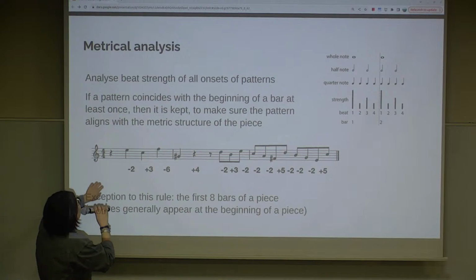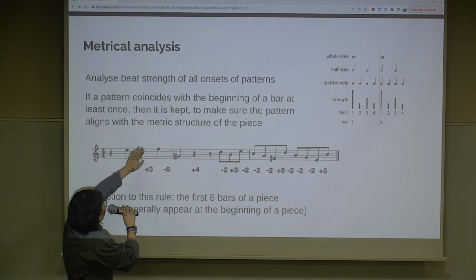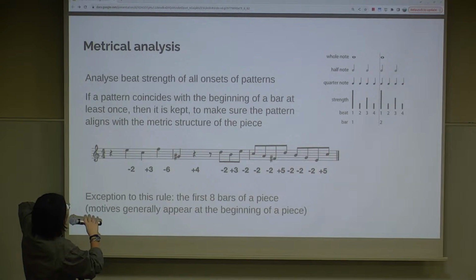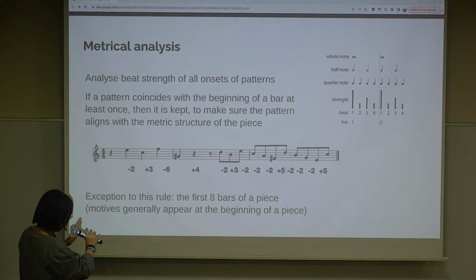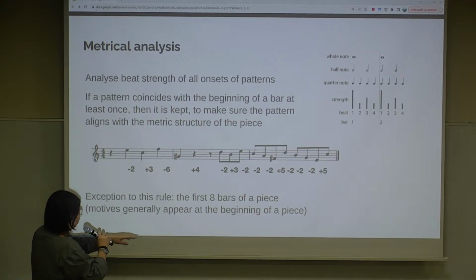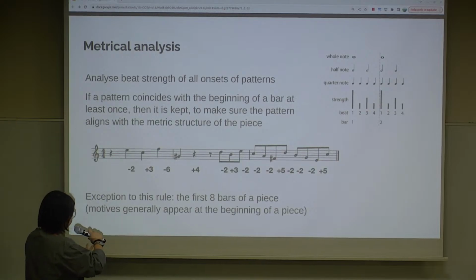So we analyzed the beat strings of all the onsets of the patterns to make sure that they align with the metrical structure of the piece. They should at least start at the beginning of a bar at least once to be kept. One exception rule is the first 8 bars of a piece: if a pattern appears within the first 8 bars, we don't care about this. That is because motifs generally appear at the beginning of a piece. We know this is true for folk music, and for classical music we have many references for that.